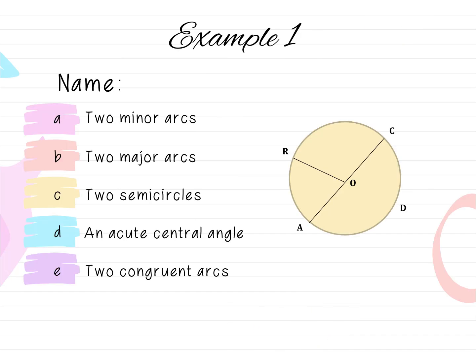All right, looking at this example, there can be multiple names. Who can give me one name of a minor arc according to this diagram? Really quick before we start naming things, this is a diameter, and I'm just going to draw this one all the way across. RD is also a diameter. Okay, so looking at this, who could give me one minor arc?